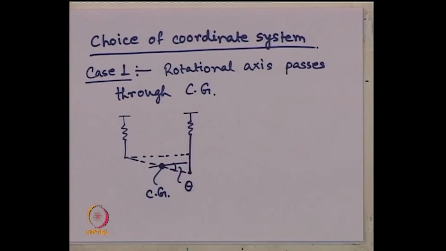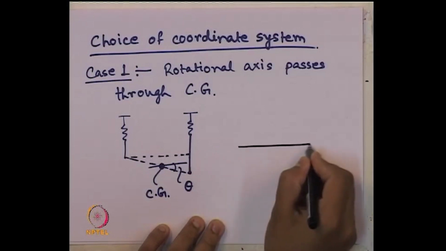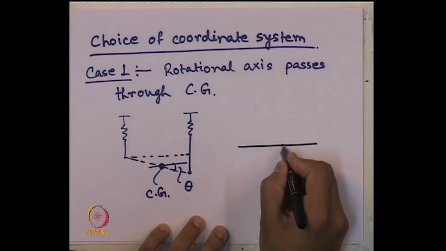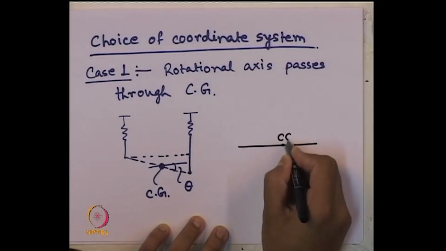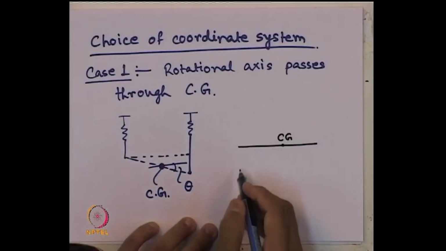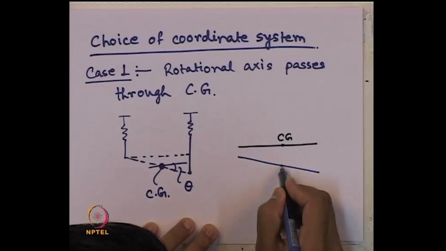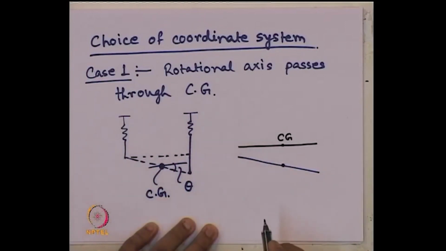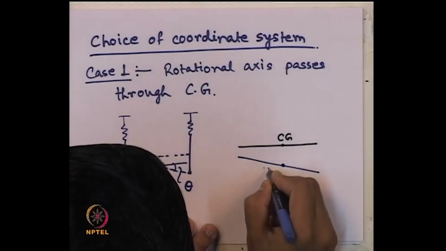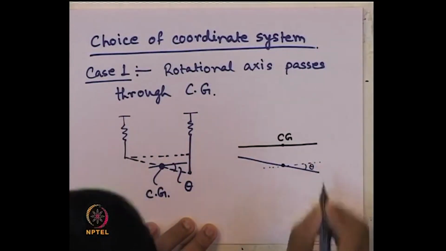So, what will be the free body diagram for this system? If I draw the line diagram, this was the location of our CG earlier. Now, the beam has moved to a new position like this, and it has rotated about this CG, and that angle of rotation we are considering as theta.